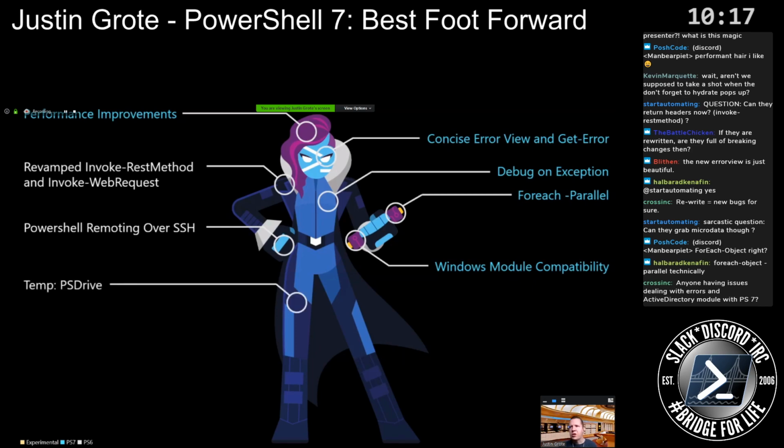The new Temp PSDrive: this was added in PowerShell 6, but is also very relevant in 7. This provides a really nice cross-platform way to access wherever your temporary drive is. So when you need to write or save temporary files, you now just have this as a drive. You can just go to temp: and use it.